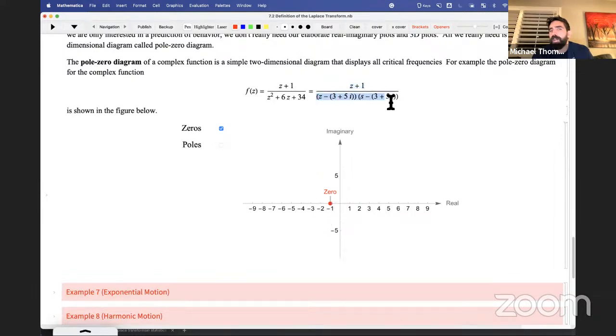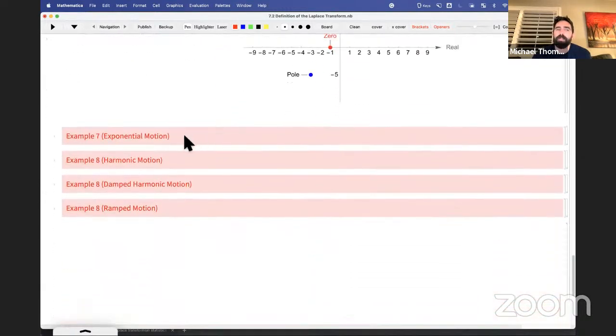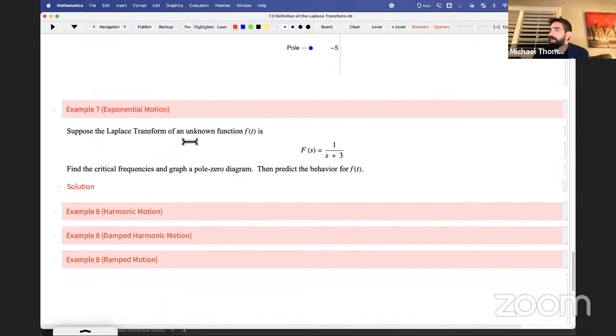And then for the denominator, if you find the zeros of those, you've got 2 poles. And by the way, the poles will always be symmetric about the real axis because they appear in pairs. Is that okay? Okay, so now we can predict behavior.